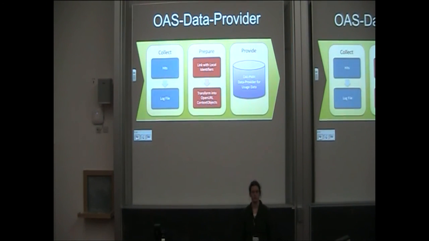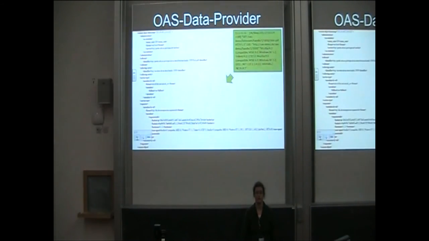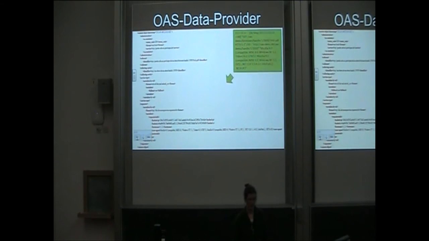The idea is to install local data providers at the repository. When someone downloads a digital object, this is logged into a file by the web server. A parser adds local identifiers and transforms the information to a context object. A special OAI interface offers the data to a central service provider. To get an idea how this data looks like, this slide shows you a demo hit in a log file, which is transformed into a context object represented in XML.